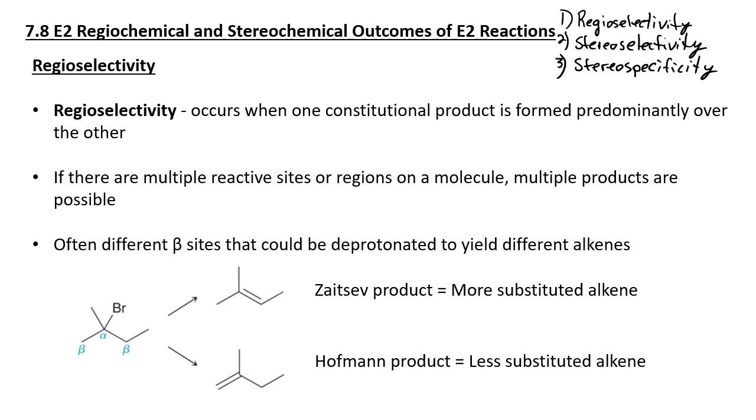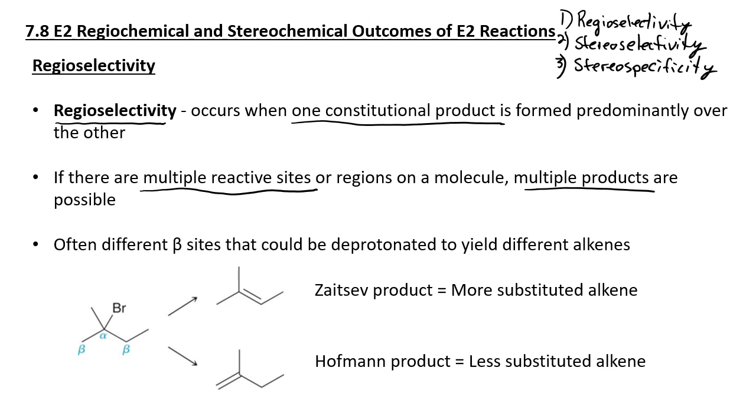Let's start with number 1, regioselectivity. Regioselectivity occurs when one constitutional product is formed predominantly over the other. That means when you can get 2 products or more than 1 product, one will be your major and one will be your minor. So we typically get a major product and a minor product because more than 1 product can be formed. We know that regioselectivity will be an issue and that we will get more than 1 product when multiple reactive sites are present. If multiple reactive sites are present, we get multiple products.